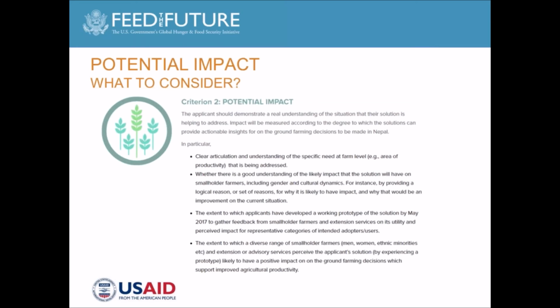We are also asking the extent to which applicants have developed a working prototype of the solution by May 2017, to gather feedback from smallholder farmers and extension services on its utility and perceived impact for representative categories of intended adopters and users. In particular, we want the solution to be usable by a different range of smallholder farmers, including men, women, and ethnic minorities.